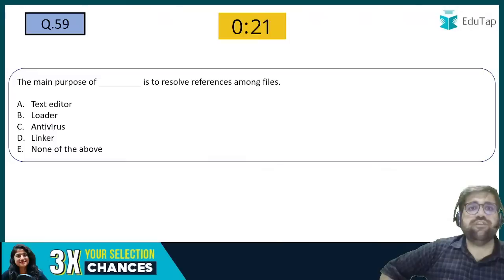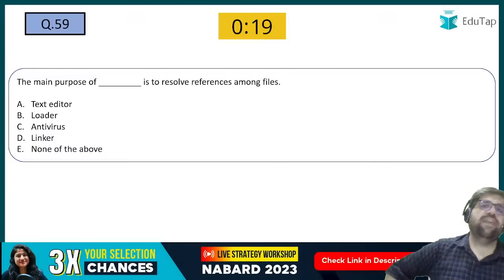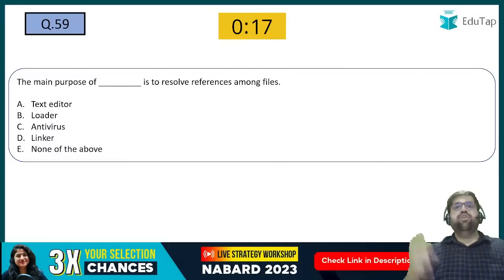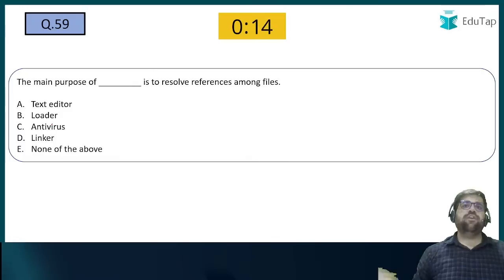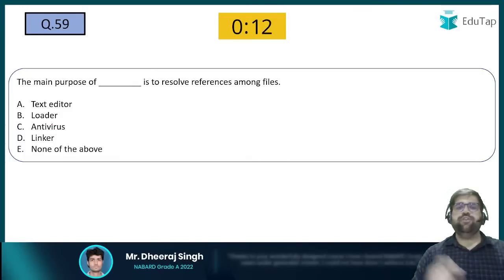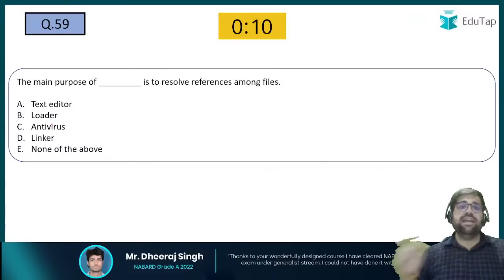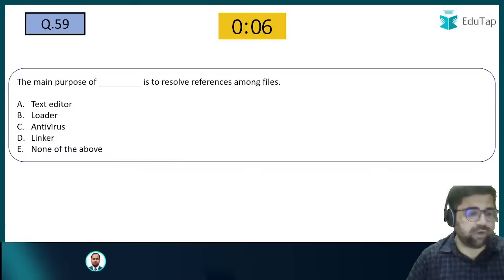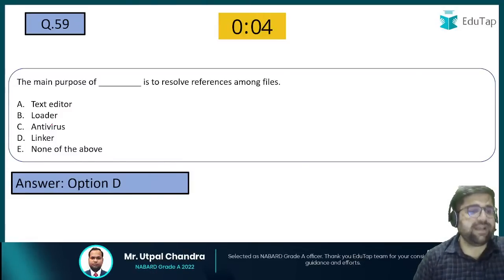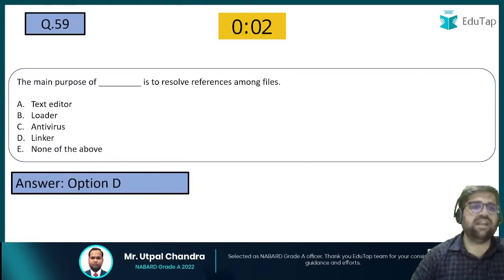The main purpose of the linker is to resolve references among the files. Basically, as I told you, data will be addressed with the help of addresses. I have already told you that each and every data will have an address. In the same way, to avoid references among the files, we will use the linker. Good, everyone. Those who have given the right answer, good.